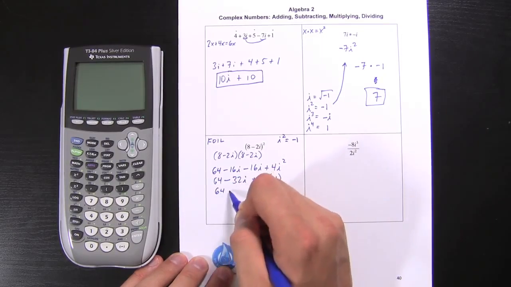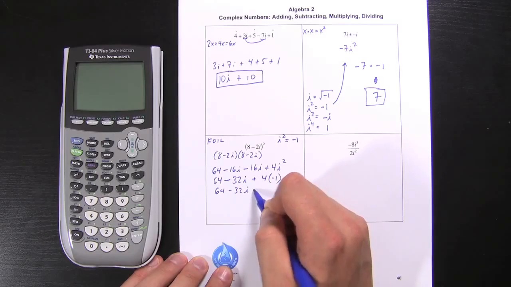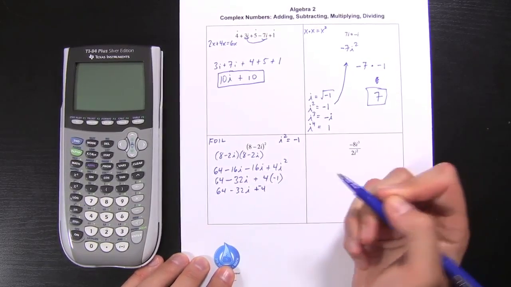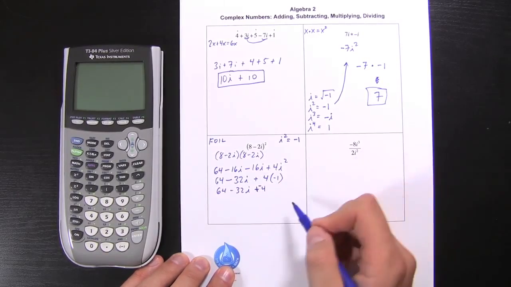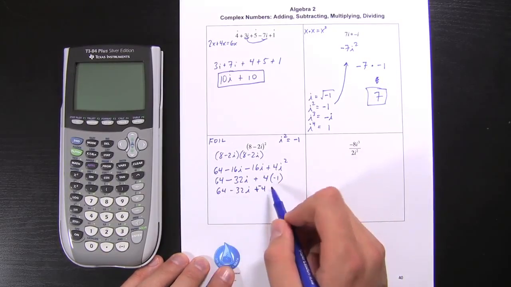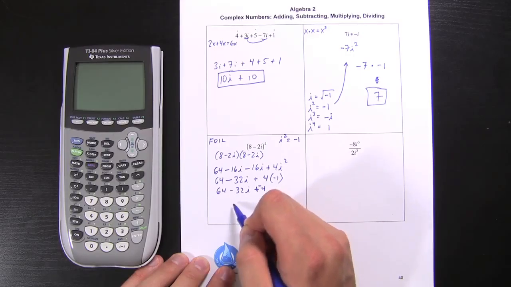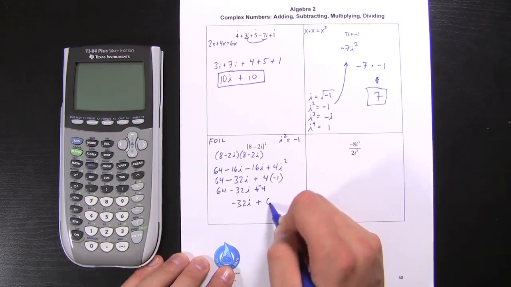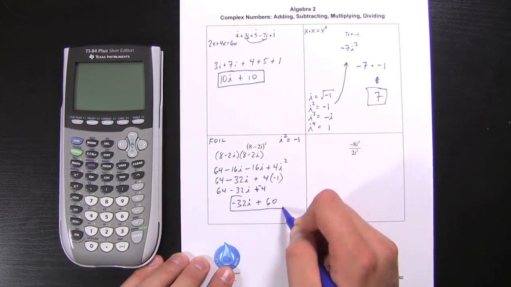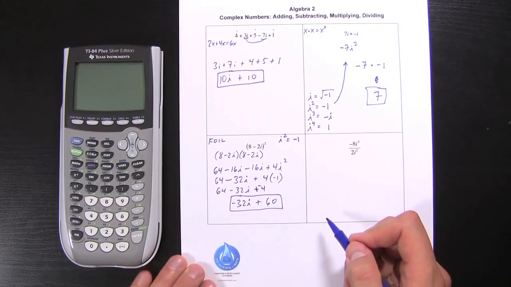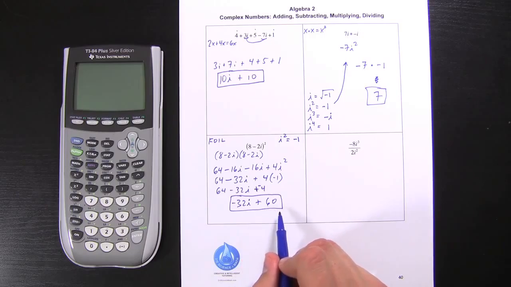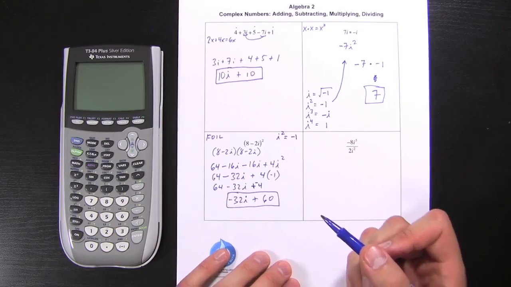So 64 minus 32i minus 4. You could also write it as plus -4. It doesn't really matter. It means the same thing. So I'm going to combine these together, and I'm going to write -32i plus 60. And that, my friends, is the final answer. As a general rule, you want to write the imaginary numbers first, and then write the regular whole numbers after that. All right, we've got one more problem.